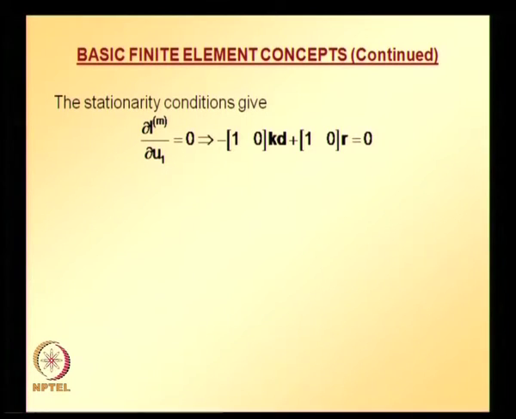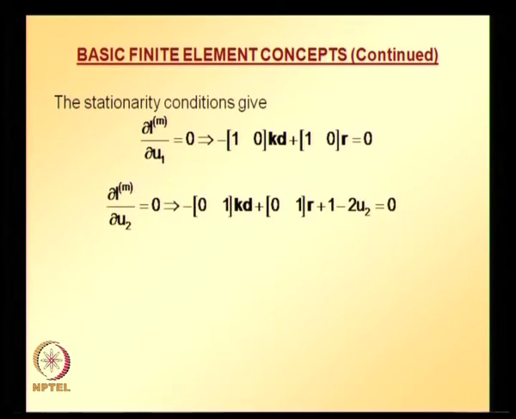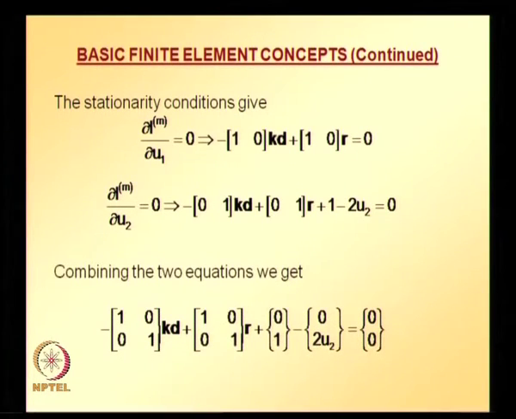You need to apply the stationarity conditions now for this equivalent functional, that is, the partial derivative of I with respect to u1 is equal to 0. You get one equation, similar to what you already obtained for the element equation without boundary condition. The first equation you obtained is similar to this one, and for the second equation, the partial derivative of I with respect to u2 equal to 0, you get the second equation. Again, similar to what you did earlier, you put these two equations in matrix form and you get this equation system.